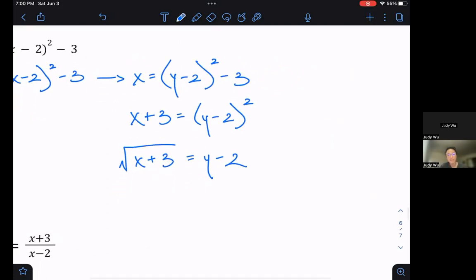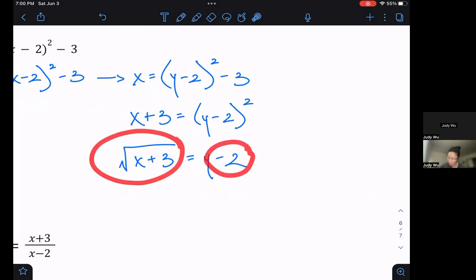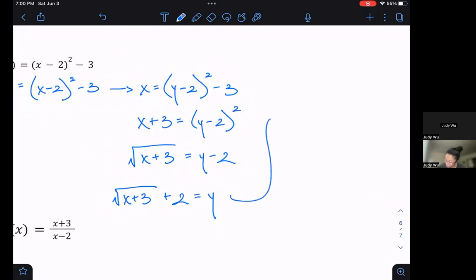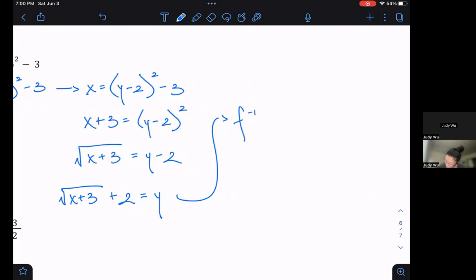And last but not least, I'm going to add 2 to both sides. But when I add 2 to both sides, does it go inside the square root or not? Okay, it turns out it doesn't, because I'm taking this whole thing and I'm adding 2. So I end up with square root of x plus 3 plus 2 equals y. And this, my friends, in proper notation, is the inverse function equals the square root of x plus 3 plus 2.